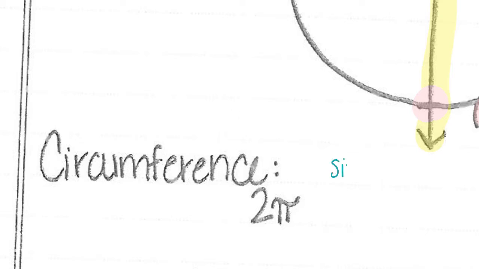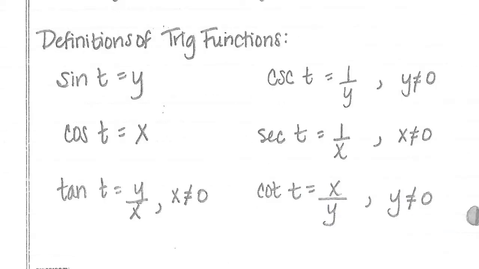You guys have worked with sine, cosine, and tangent. And now we're going to work with cosecant, secant, and cotangent. So let's look at what all of those are. The sine of a number, t, is y. So the sine, we're typically going to look at the y. So we're looking at a point, x, y. We're going to look at the y.